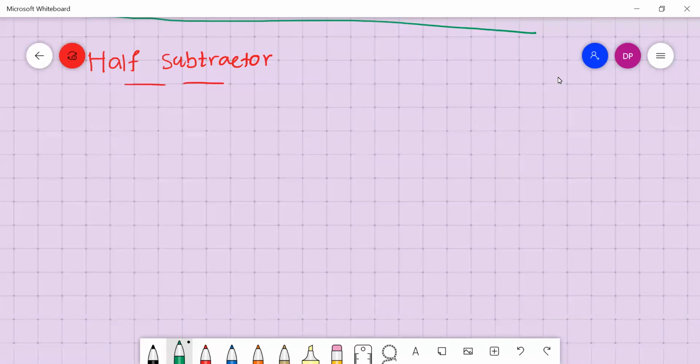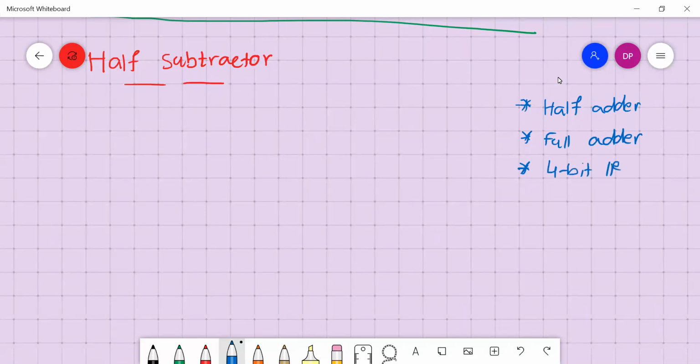Okay, today we will discuss half subtractor, right? In the previous class we have discussed half adder circuit and full adder circuit. Let me list here what we have completed. We have completed half adder circuit, full adder circuit, and 4-bit parallel adder circuit.